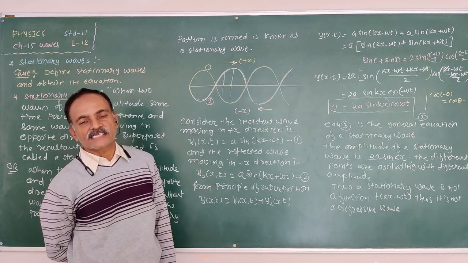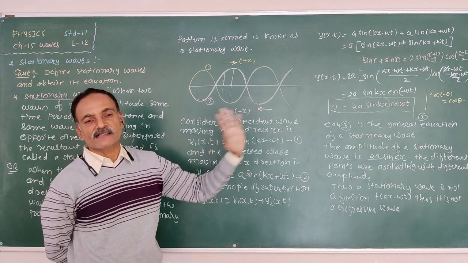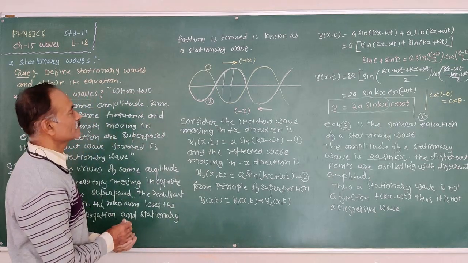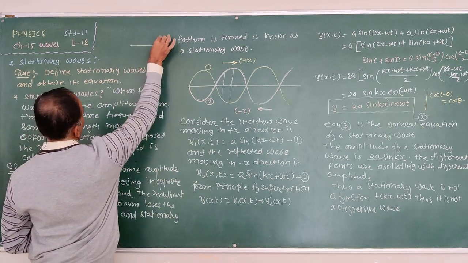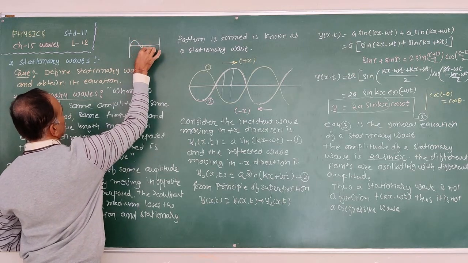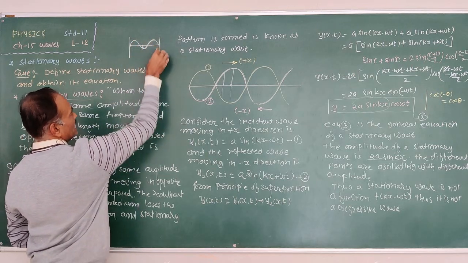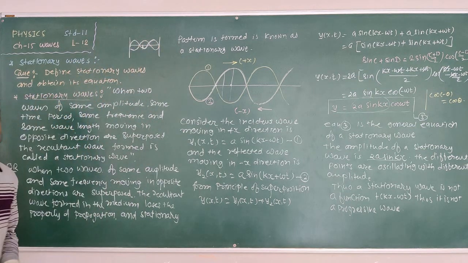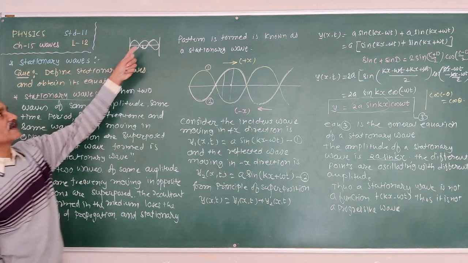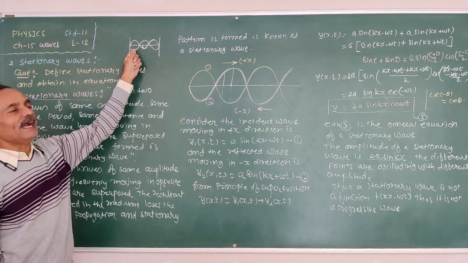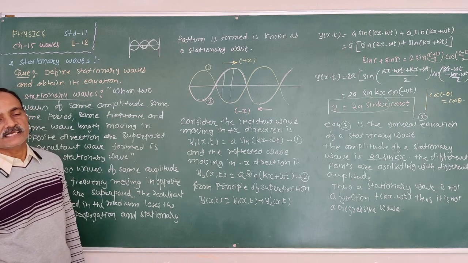So this type of wave is generated in a string tied with both rigid supports. Right, like this way. Yes, we produce the disturbance. So what happens? The waves propagate in this direction. These waves are returned back, or they reflect at both ends. So this type of stationary wave is produced in a string tied with both rigid supports.